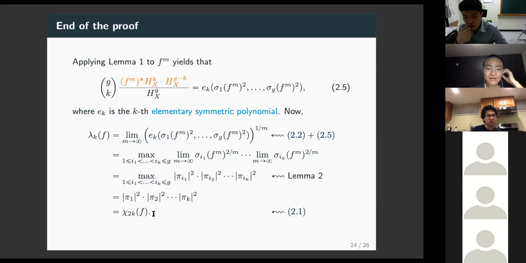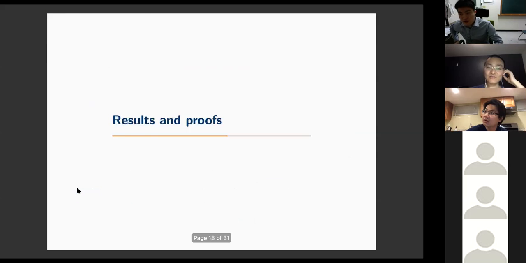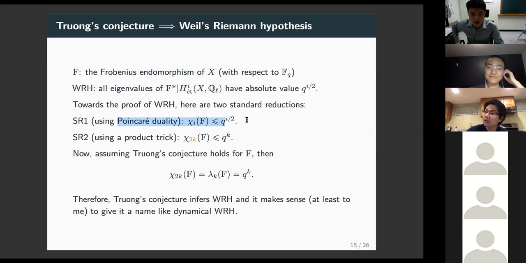You mean you only need to show the minimal ones are also the same. Because your lambda_k is the maximal one, lambda_k maximum means all eigenvalues are bounded. So you consider the smallest one, and they are also the same. You just need to prove all eigenvalues are less than or equal to q to the k, and then by duality you have the other direction. Okay, I see.